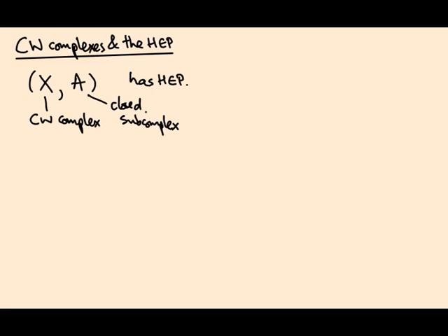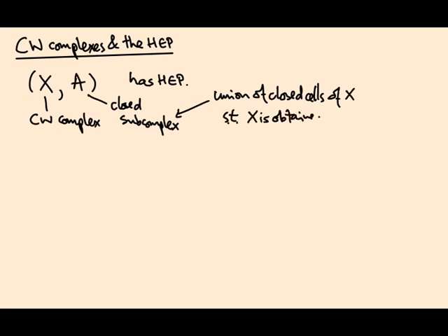So a closed subcomplex just means a union of closed cells of X such that X is obtained by adding more cells to A. So we need to prove this theorem, that a CW complex and a closed subcomplex has the homotopy extension property.